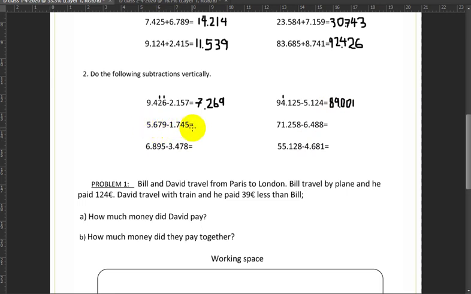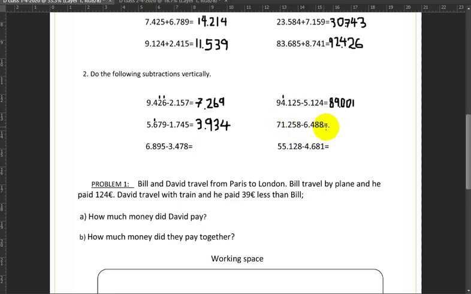5,679 take away 1,745. I say 9 take away 5 makes 4. 7 take away 4, this 4 should look a bit better. 7 take away 4 makes 3. 6 take away 7 I can't do, so I do 16 take away 7, which makes 9. And then I say 5 take away not 1, because I just borrowed, 2. 5 take away 2 makes 3. So 3,934.